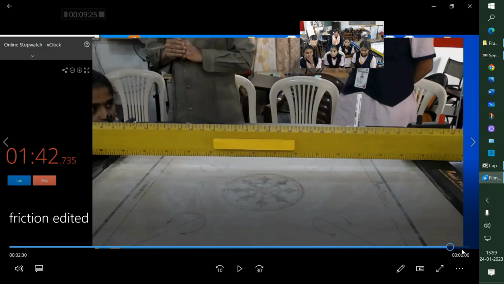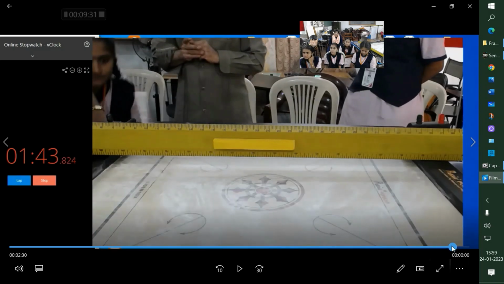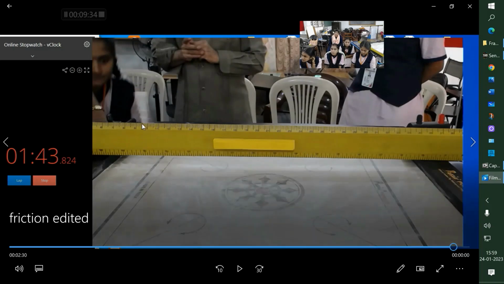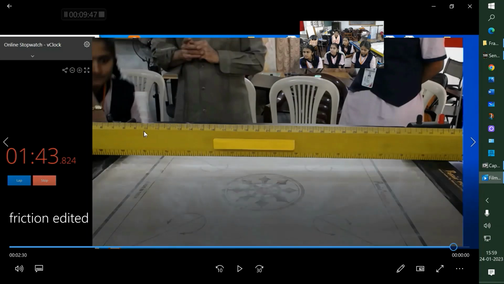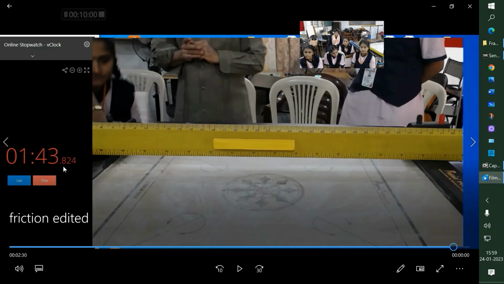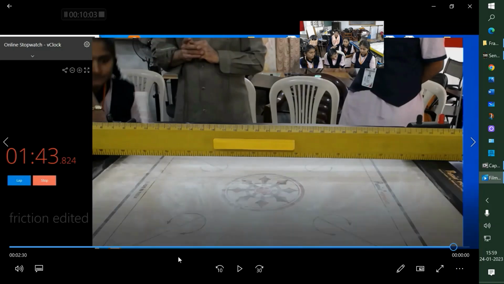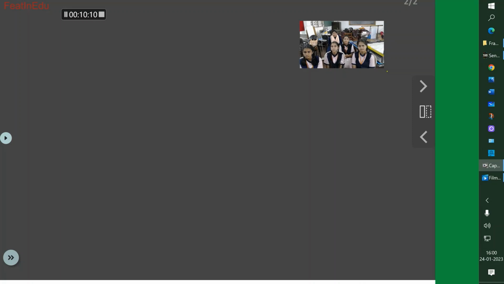Now we will take the reading. See, the trolley is moving and then it moved here. We are now going to take the initial position and final position, and we will take the acceleration between these as the average acceleration. So what is the position here? 9.5. And what is the time? 43.824.